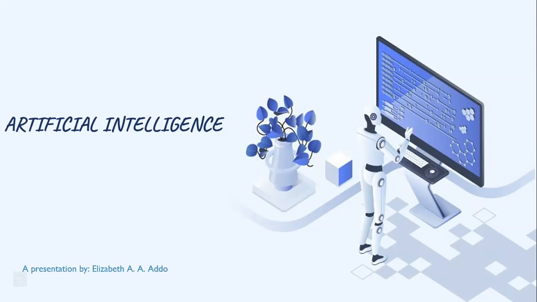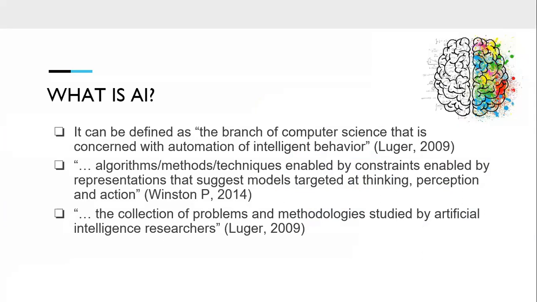Okay, brilliant. I believe we can move on. As the contribution came, artificial intelligence is a branch of computer science concerned with the automation of intelligent behavior. Intelligence is defined as the ability to learn or understand or deal with new situations, according to the Webster Dictionary. Further definitions of AI from the PowerPoint tell us it's the algorithms, methods and techniques enabled by constraints, enabled by representations that suggest models targeted at thinking, perceptions, and actions.